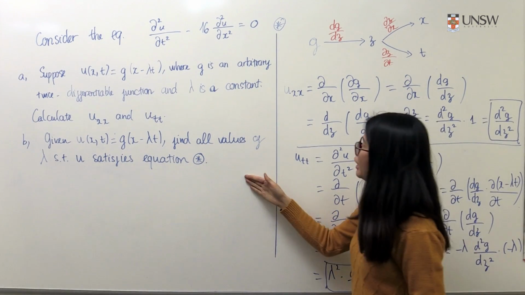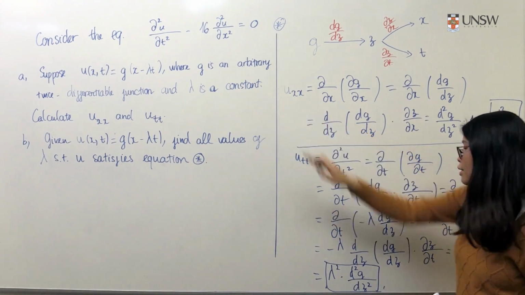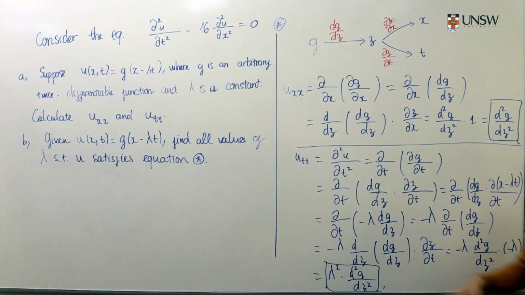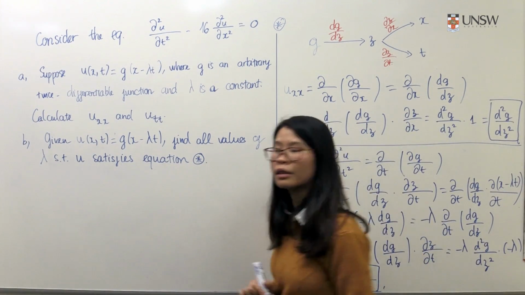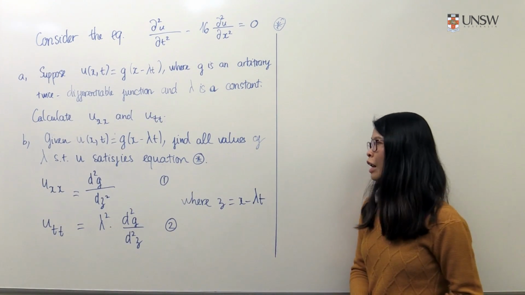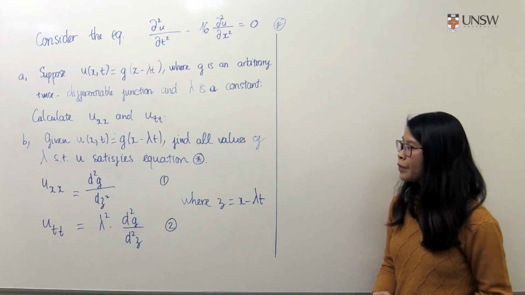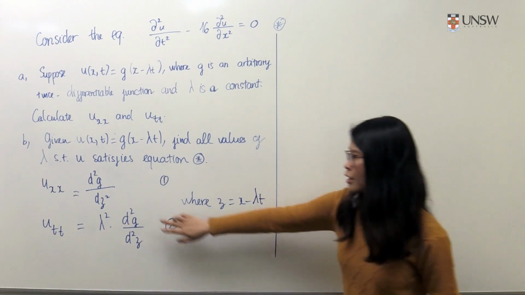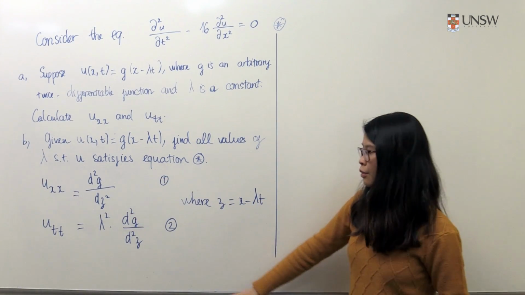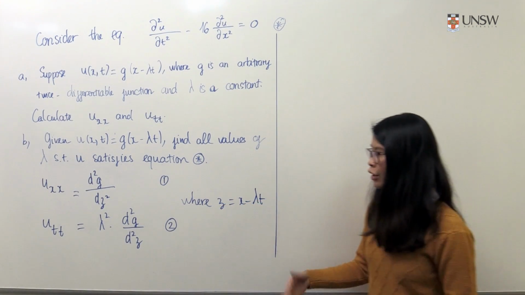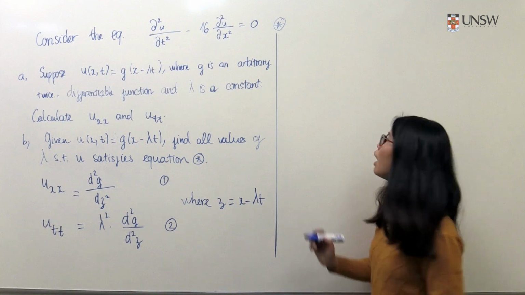For part B, we need the formulas for the second derivative of u with respect to x, and the second derivative with respect to t. So I just copy these formulas into this part. Now we need to find all the values of lambda such that u satisfies the equation star here. Because we know that the second derivative of u with respect to x equals this, and the second derivative of u with respect to t equals this, all you need to do is substitute 1 and 2 into the equation star.